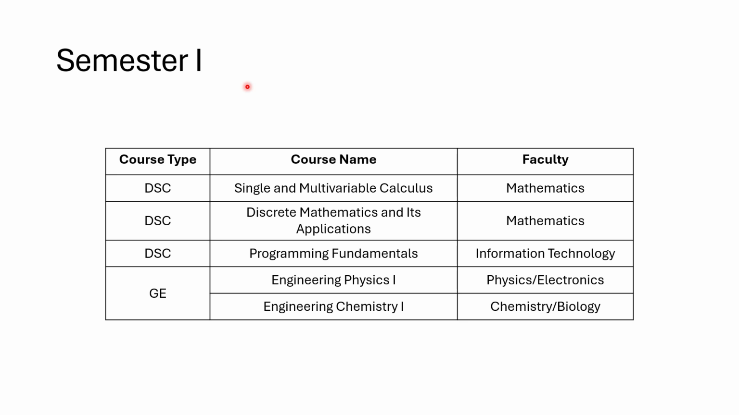So we begin with semester 1. I have also mentioned on the third column of every page the faculty. Here faculty means which faculty subject or faculty stream will offer a particular course. In semester 1, you have single and multivariable calculus and discrete mathematics and its applications, both from mathematics. You have one IT paper, which is programming fundamentals. It's in the C programming language. And you have a GE here.